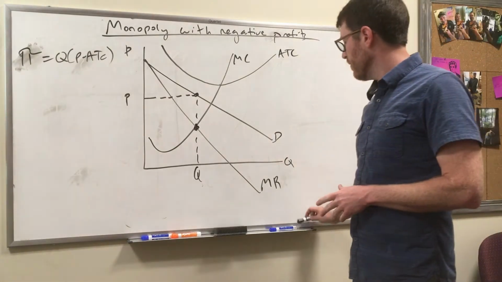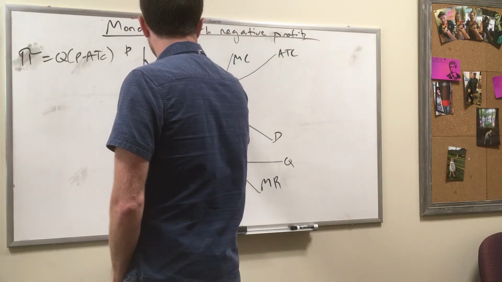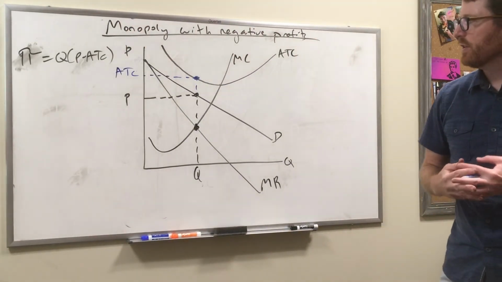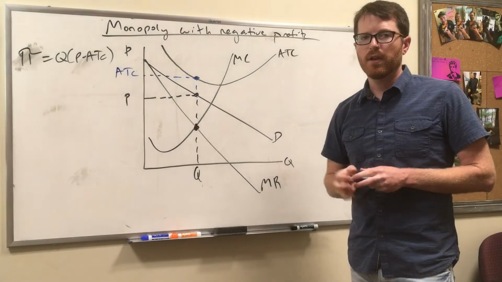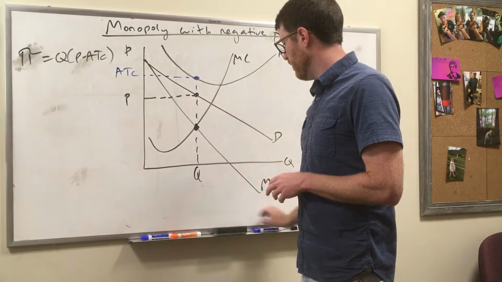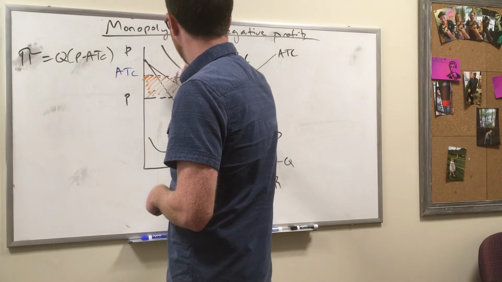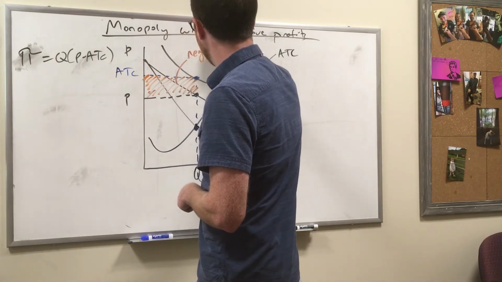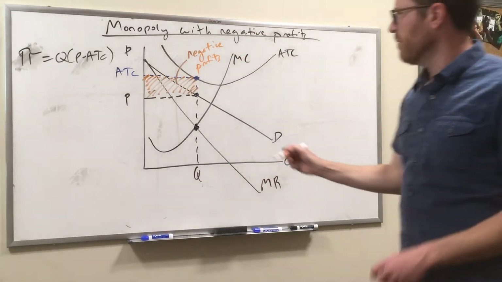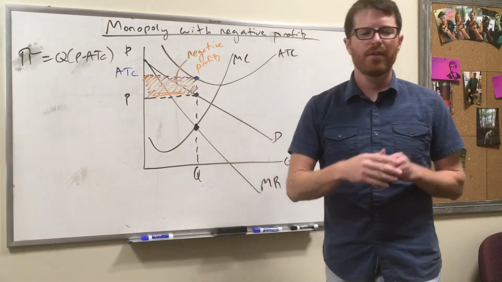So with that average total cost, let's switch my colors here a little bit. With that average total cost, you can now imagine that this firm would be earning negative profits. Every item it produces costs more than what they can sell it for. And so this area in here, that rectangle, would be the negative profits or losses. So even though this firm is a monopoly, even though they're the only ones able to produce this product for whatever reason, they're still not profitable.